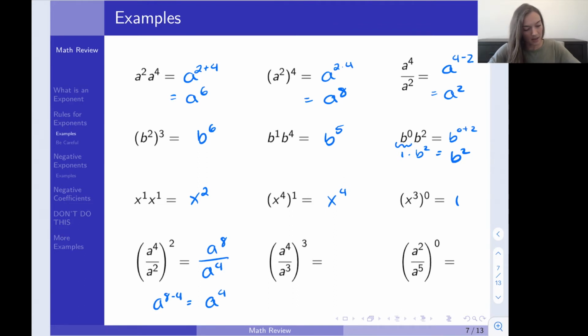Then the same thing here. Everything inside the parentheses is going to get cubed. So we're going to have a to the 4 times 3, which is 12. And then that's going to be over a to the 3 times 3, which is 9. So that's going to be a to the 12 minus 9, which is a cubed. And then finally we have a to the 2 divided by a to the 5. But that whole thing is raised to the power of 0, and anything raised to the power of 0 is just 1. So this whole thing again is just 1.